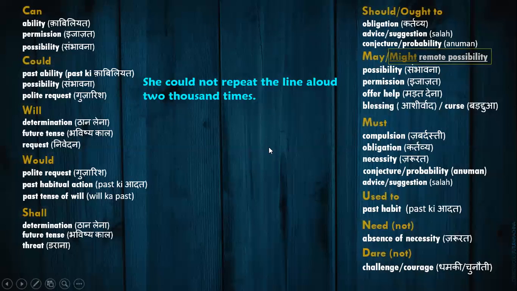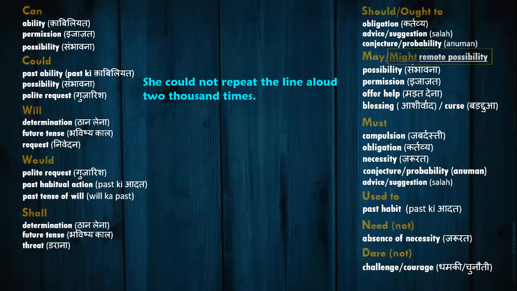So once we have identified the word could not as an auxiliary, now it's time to choose its function. Now, could not has three main functions. One is past ability, or possibility, or polite request. So, what do you think? Which one could this be?